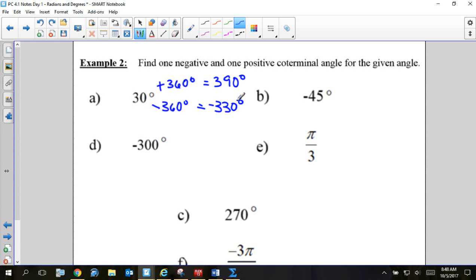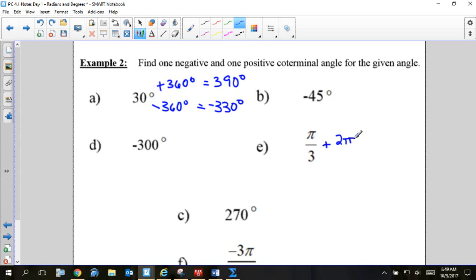So I'll go to E next. Why not? E is pi over 3. So I'm not going to add 360 to pi over 3. What am I going to add instead? 2 pi. So I'm going to take pi over 3 and add 2 pi. Oh no, these are not like terms currently. We have to add with like terms.